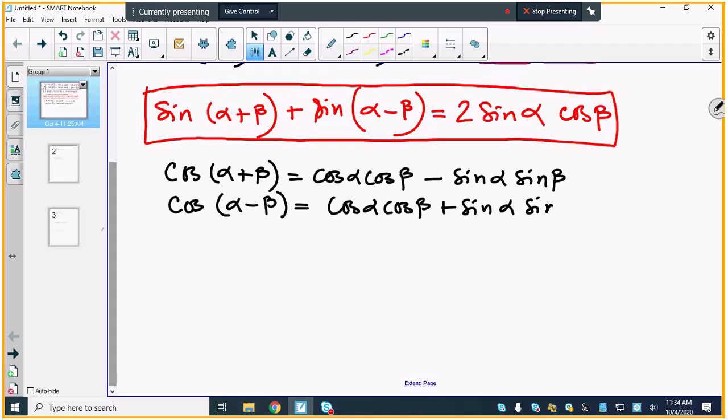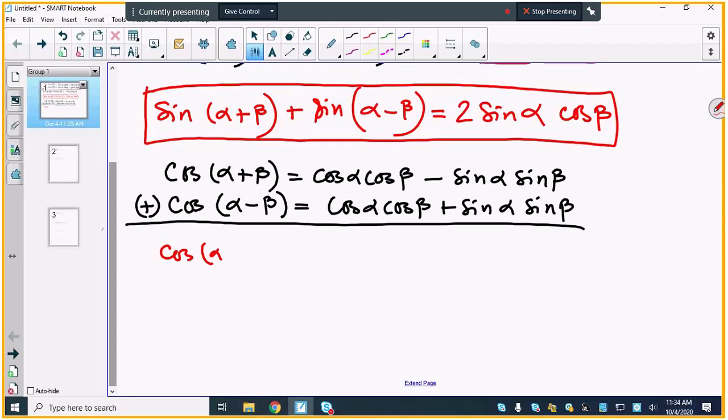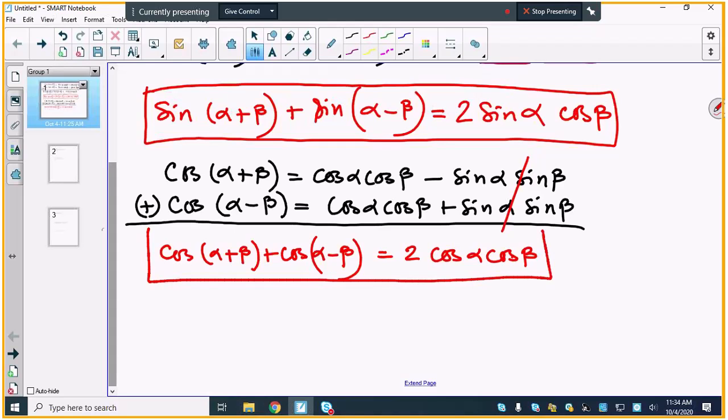So it is pretty similar to the first example that we have done, and possibly you can imagine what I'm going to do. I'm going to add them. So the left hand side is going to be cosine of alpha plus beta plus cosine of alpha minus beta. And now look at the right hand side. The sine alpha sine beta terms cancel, so I get 2 times cosine alpha cosine beta on the right hand side. That is my third formula for multiplication of trigonometric functions.